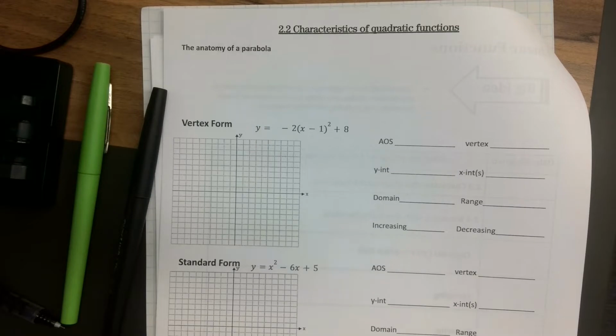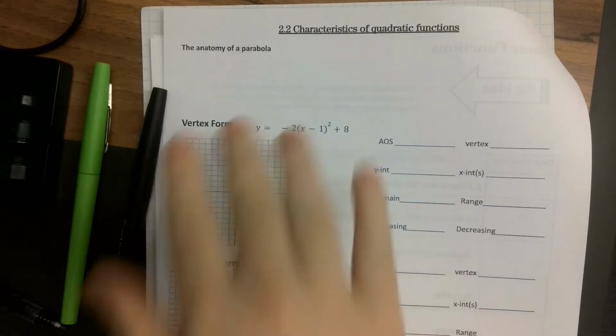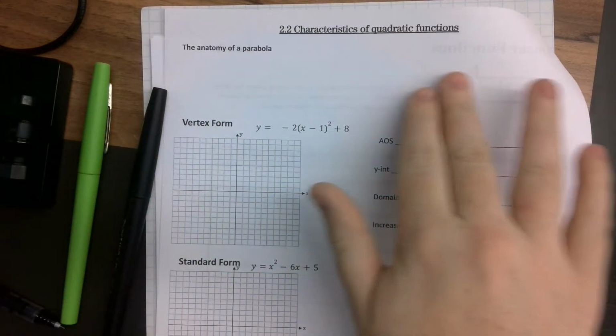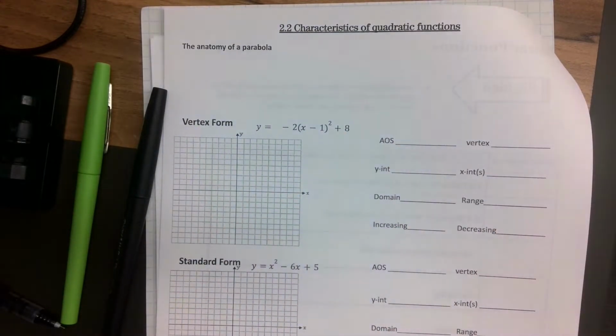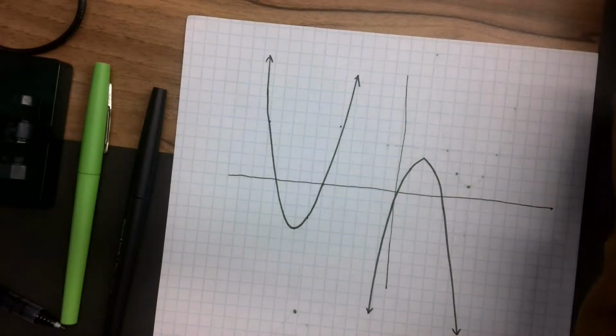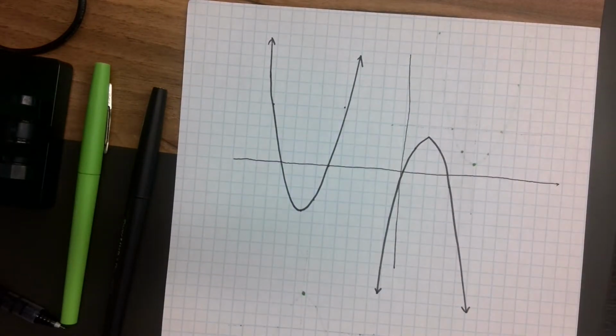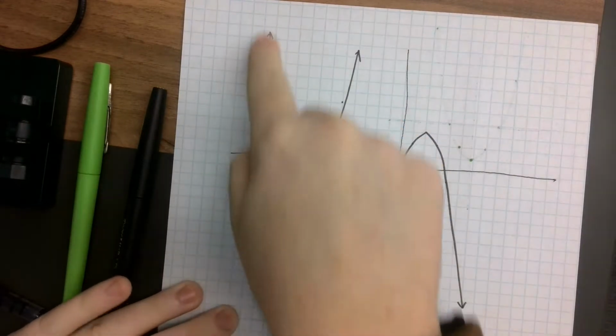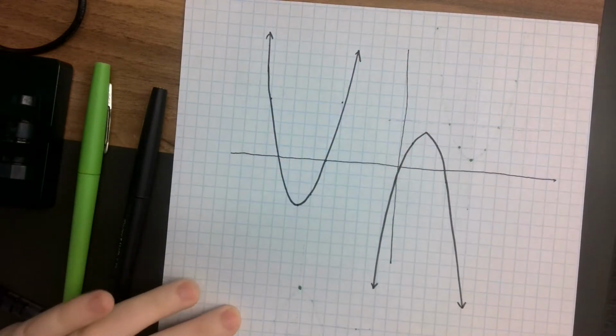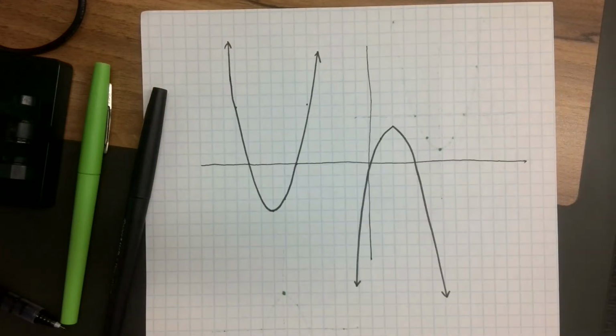So, lesson 2.2 is all about figuring out what's going on with these parabolas, identifying the major pieces of parabolas, and using those pieces to help us decide what it should look like. First things first, there's a section here at the top where it says the anatomy of a parabola. I want you to copy down this diagram here. I've got a huge coordinate axis here with a parabola going up and a parabola going upside down. Copy this in that section and we're going to talk about the characteristics of these parabolas.